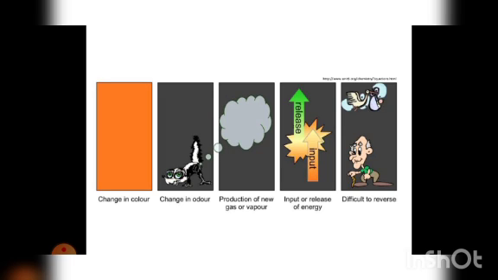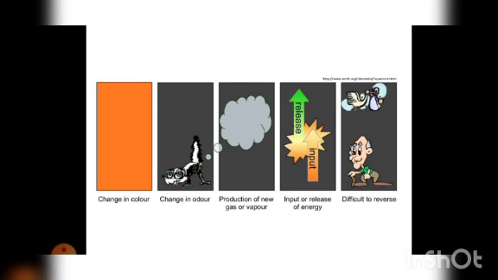The third thing is production of gas or vapor. Sometimes when a certain reaction takes place, a gas is evolved. For example, when you open the cold drink bottle, a gas is liberated. Carbon dioxide is liberated there when carbonic acid undergoes a decomposition reaction. That indicates there is a chemical reaction inside.